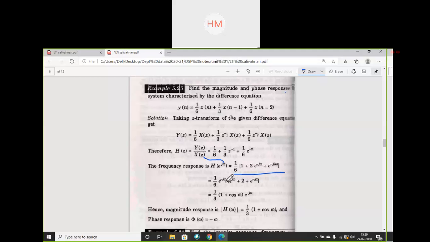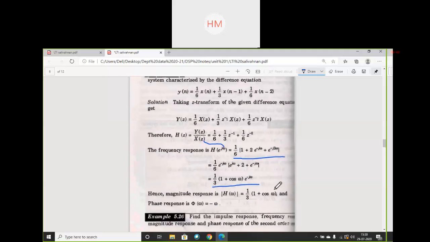Then I have taken out e to the power minus j omega, so that I will get this equation: e to the power j omega plus e to the power minus j omega upon 2, which is cos omega. So I got this equation: 1 by 3 (1 plus cos omega) into e to the power minus j omega.